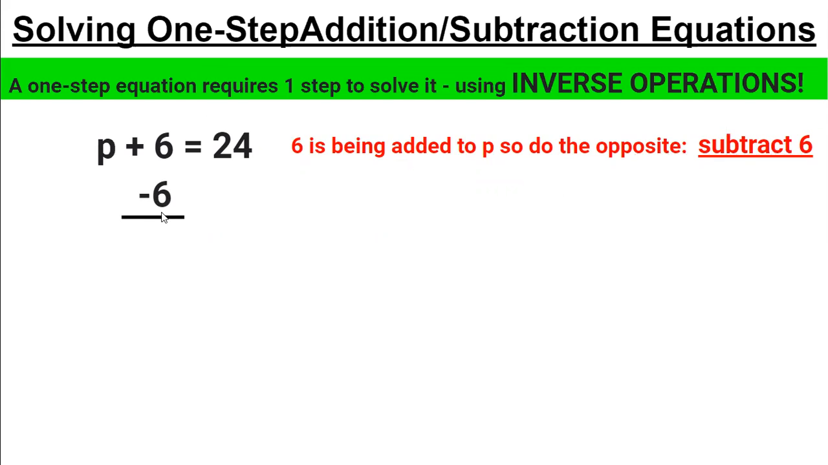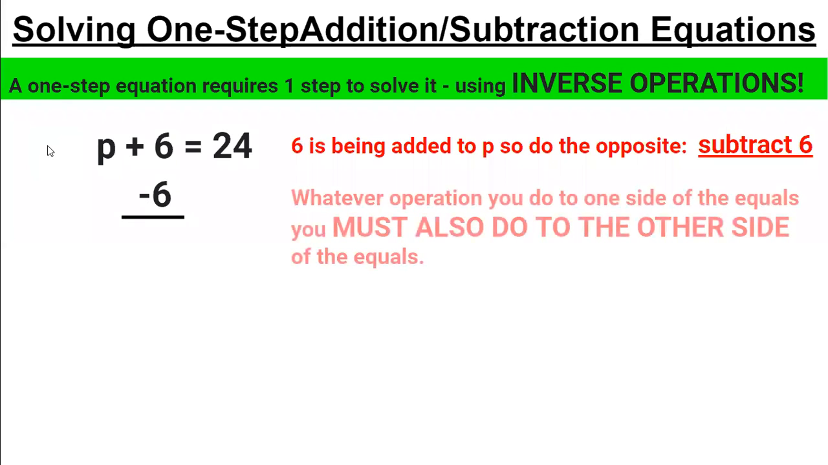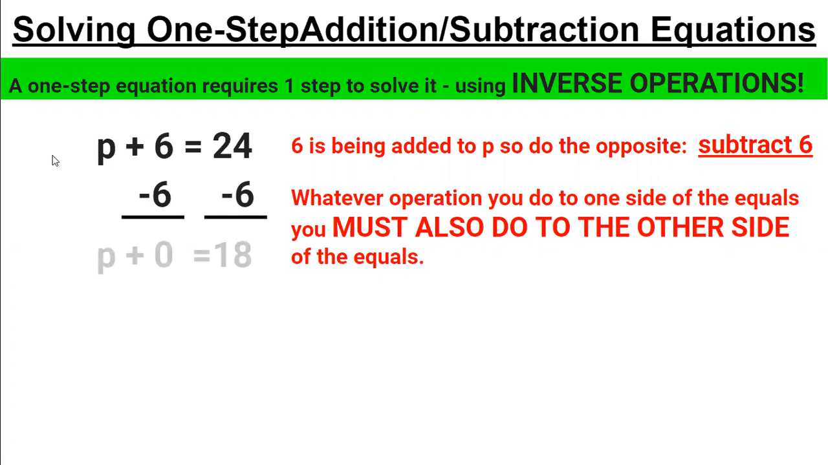Notice how subtracting 6 is going to get us to 0, right? But whatever you do to one side of the equals, you have to do to the other side. So we subtracted 6. So what do you think we have to do on this side? Subtract 6. So you must do the same thing to both sides. Okay, so we're going to subtract 6 from the other side as well. That keeps our equation balanced. Now we end up with p, that's still there, plus 6 minus 6 is 0 equals 18.